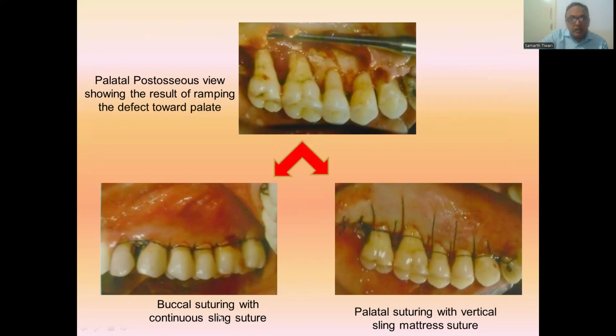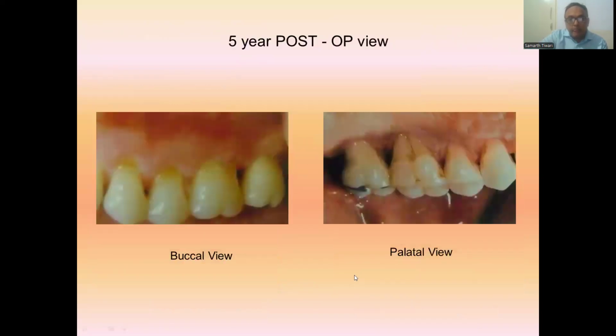Buccal suturing with a continuous sling suture. Palatal suturing with a vertical sling mattress suture. Here we can see the 5-year post-operative buccal view and palatal view.